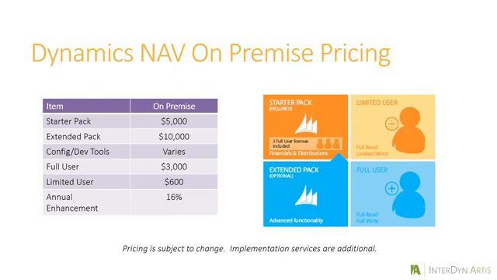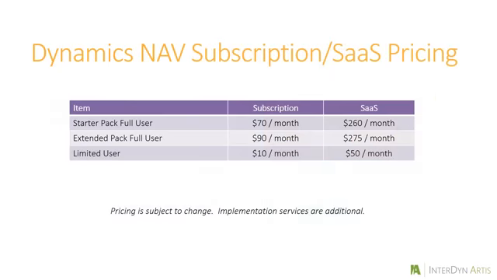Now, implementation services, that's additional. A good rule of thumb is a 1-to-1 ratio with what you're paying for the software licenses for the implementation services. With NAV, sometimes it's 1-to-1, sometimes it's 2-to-1. It all depends on the number of users and the complexity, everything you want to set up.